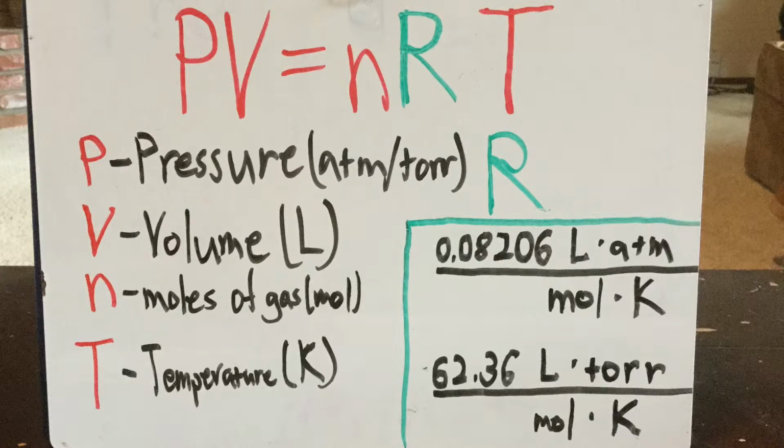T is temperature, and it will always be in Kelvin. Finally, R is a constant that is used to match the units of the variables. It will usually be 0.08206 liters times atmospheres divided by moles times Kelvin. However, if your pressure is given in torr or millimeters of mercury, you should use 62.36 liters times torr divided by moles Kelvin. This value might seem overwhelming at first, but all you need to do with it is plug it in for the R variable.